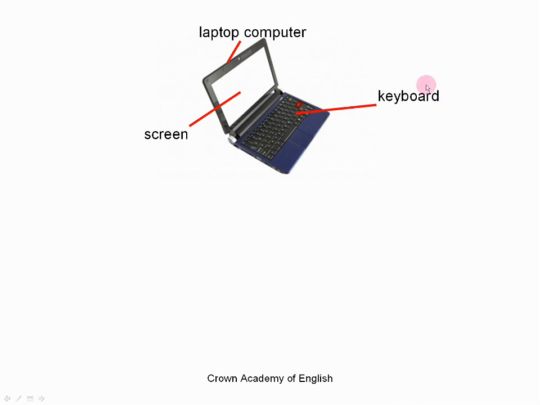And the English keyboard, we sometimes call it a QWERTY keyboard, and we call it a QWERTY keyboard because the top row of keys, the letters are Q, W, E, R, T, Y. So that spells QWERTY. So if you hear somebody say a QWERTY keyboard, they mean an English keyboard.